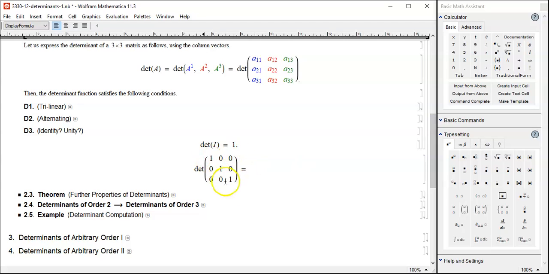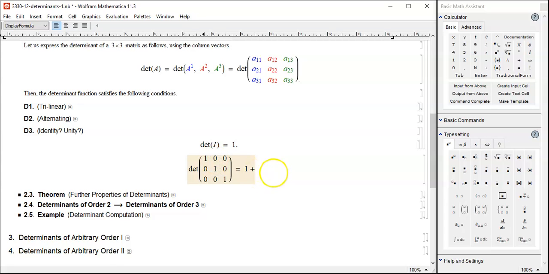Let's see, multiply the principal diagonal, 1 times 1 times 1, okay. Next, we multiply 0 times 0 times 0, so that's 0. And then we have 0 times 0 times 0, so that too is 0, minus the other diagonal, 0 times 1 times 0, that's 0. And then we have 0 times 1, that too is 0. And 1 times 0 times 0. So we have 1, a trivial computation.